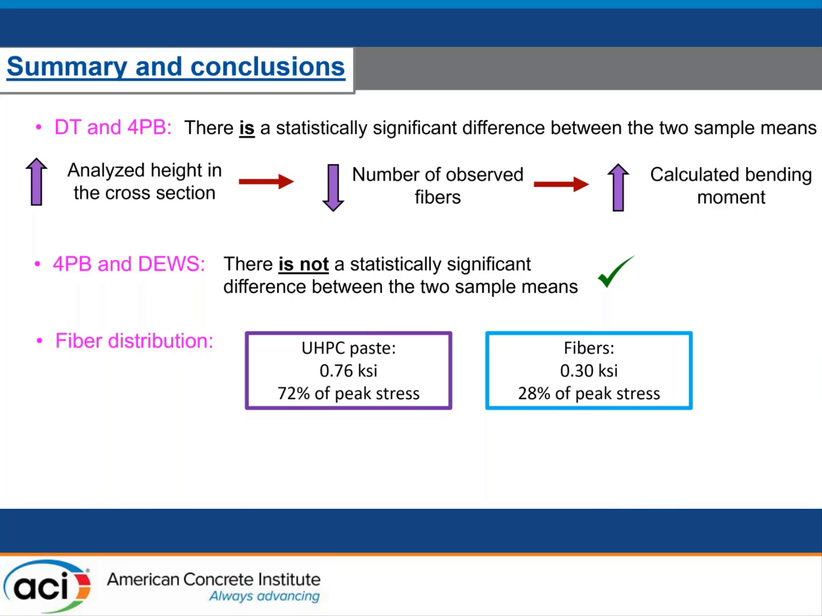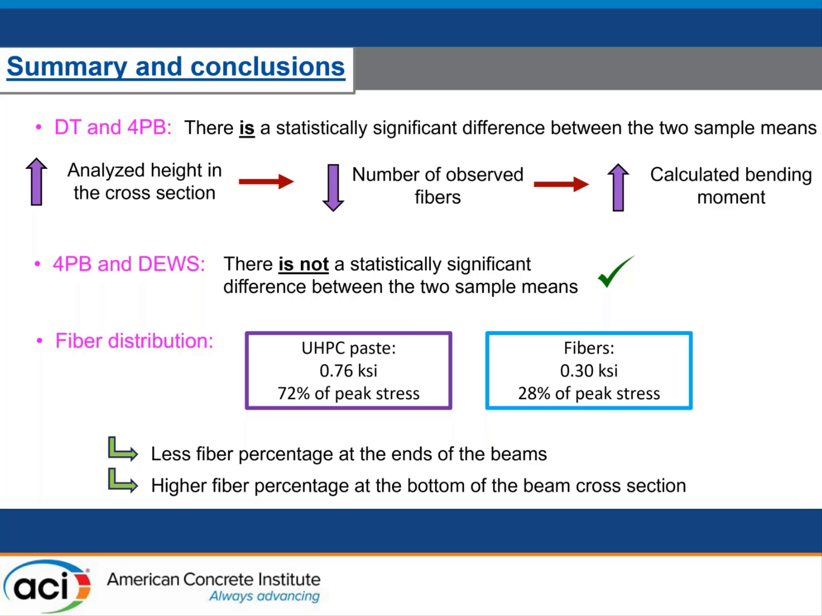And when we did the study of the fiber distribution on the direct tension specimens, we saw that the UHPC played a role of 72% of the peak stress of the direct tension, and fibers played a role of 28%. We also saw that there is a lower fiber percentage at the ends of the beams, and that there is a higher fiber percentage at the bottom of the beam cross-section compared to the top.